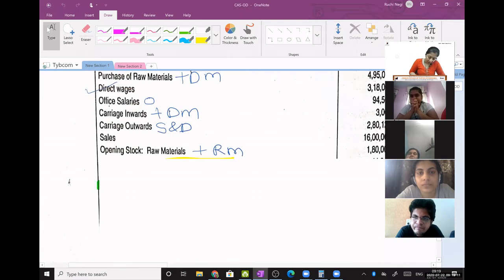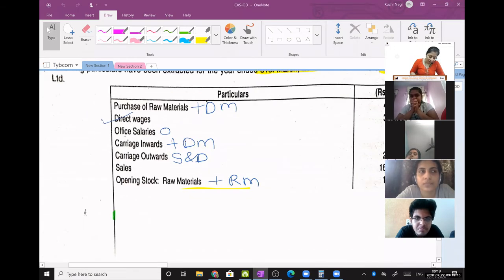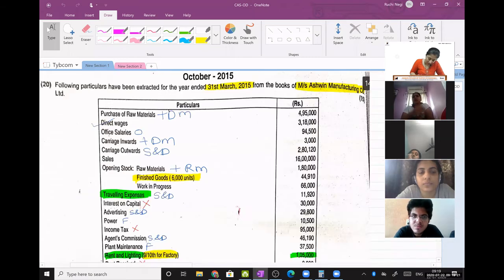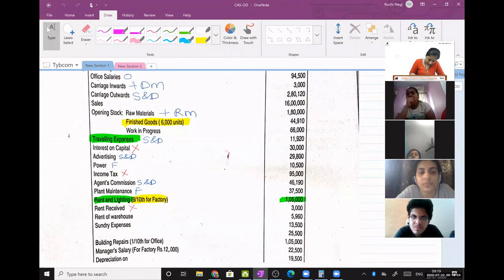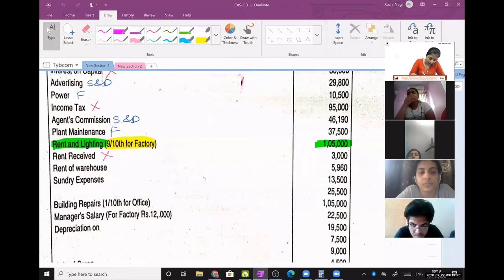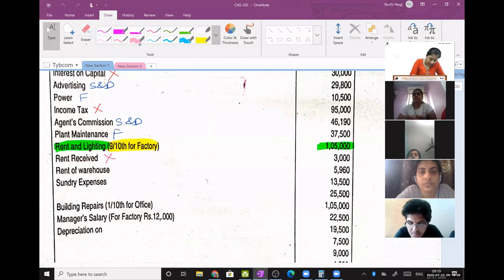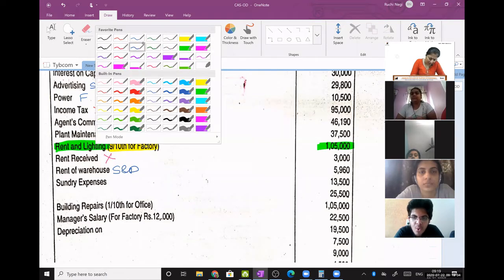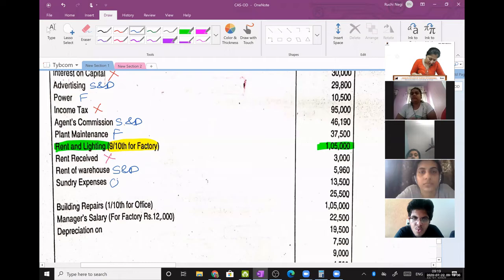So giving reasons about why factory, why direct cost, why office, why selling and distribution, that is very important, students. You should know the correct logic of taking the expenses under the specified head. Sundry expenses, obviously miscellaneous expenses, so it will go to office. Building repairs, 1/10 for office.